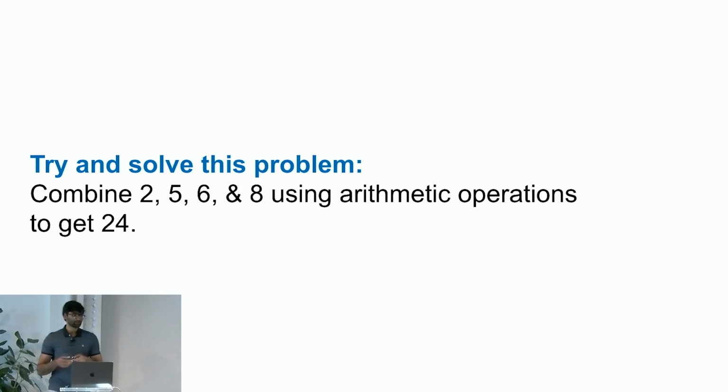So before I get into any technical jargon, I'm going to let you try to solve this problem. The task is to combine 2, 5, 6, and 8 using arithmetic operations to get to 24. And while you do this, I want you to try to observe how you think and how you're actually going about solving this problem. I'll give you the solution in a bit, so don't worry if you're unable to get to a solution. But maybe I'll give you 20 seconds or something to try to solve this problem.